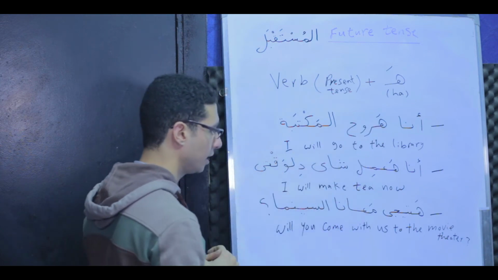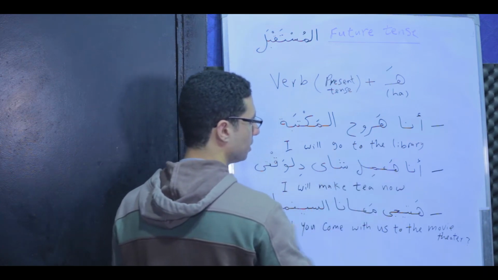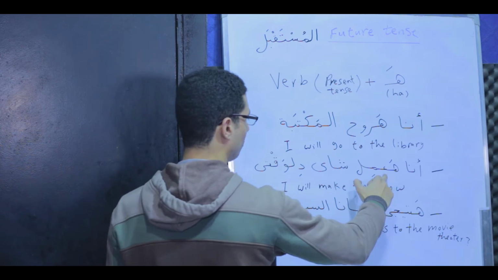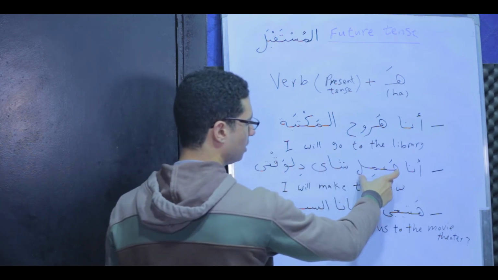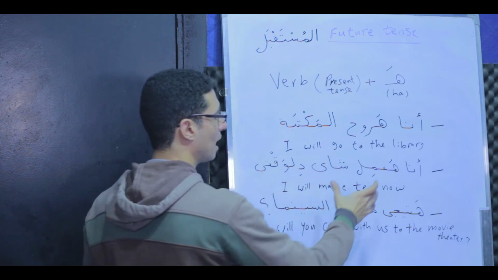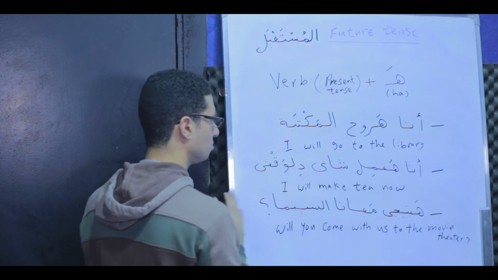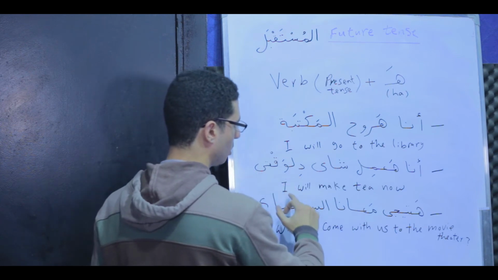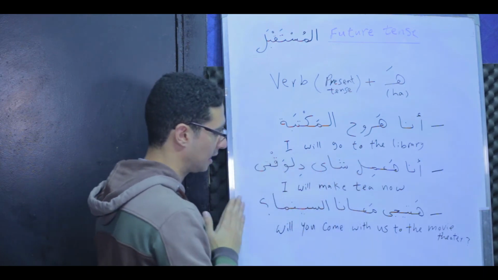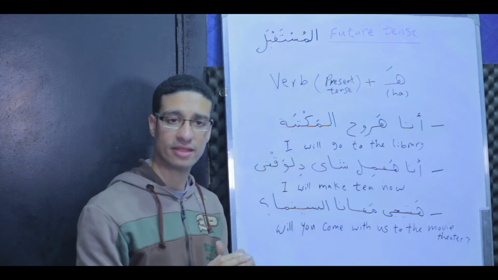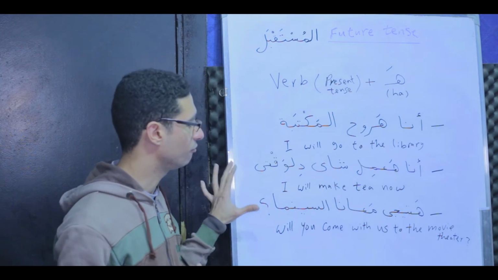It's not like English. So the second sentence here is أنا هعمل شاي دلوقتي. شاي means tea. هعمل يعمل it's to make. So هعمل I will make tea. دلوقتي means now. دلوقتي I will make tea now. أنا هعمل شاي دلوقتي.